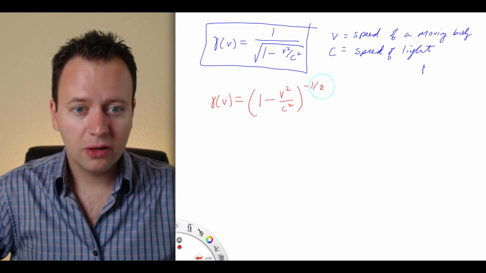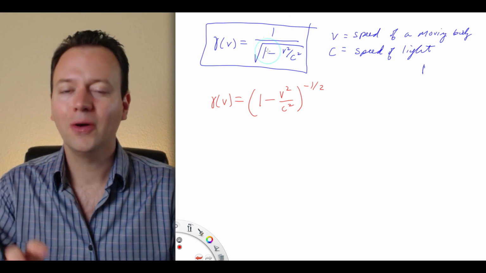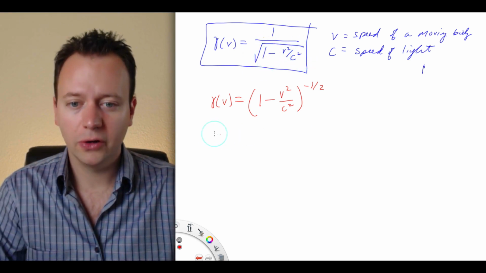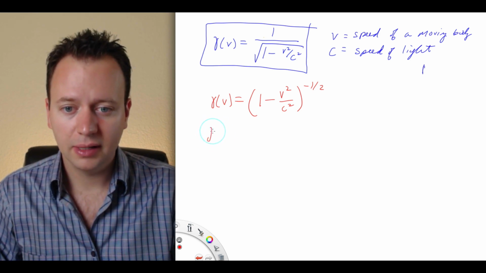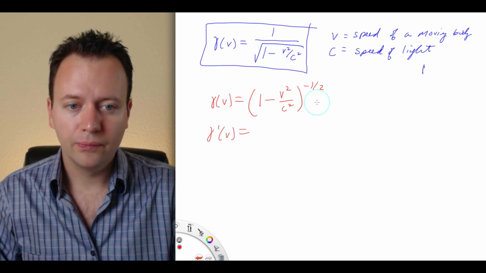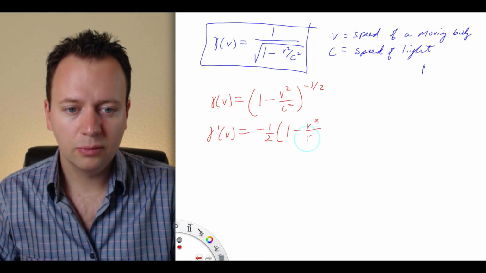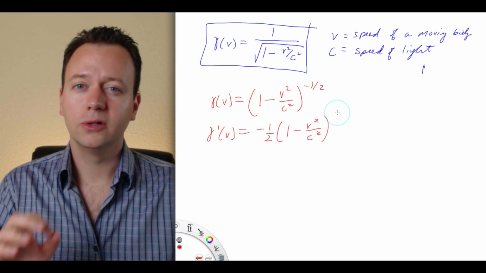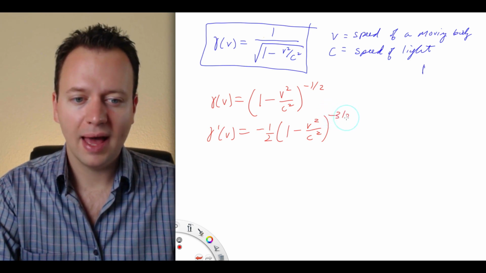Now, when you get good and you've practiced this a lot, you wouldn't actually have to write this. You can just look at this and say, okay, this stuff to the minus 1/2, and do a lot of this in your head. So the stuff in red I would actually normally do in my head, just mentally. So gamma prime of v, well, the minus 1/2 comes down, minus 1/2. Everything inside the parentheses just stays the same. And then I subtract 1 from the exponent. So minus 1/2 minus 1 becomes minus 3/2.